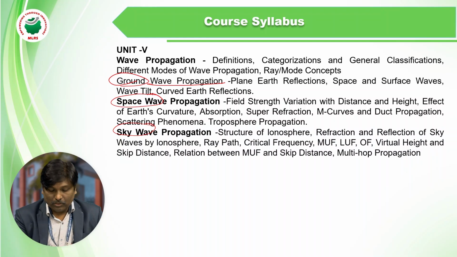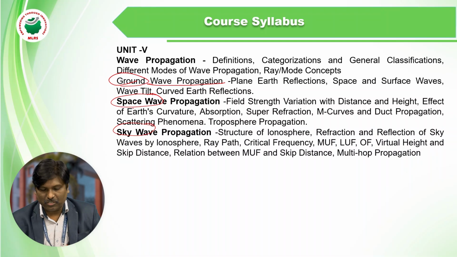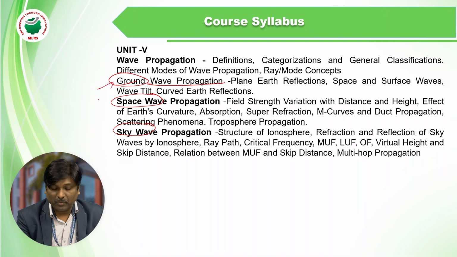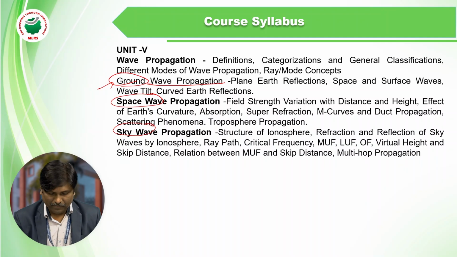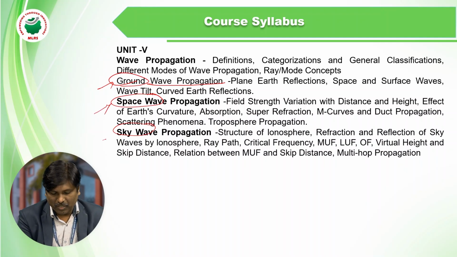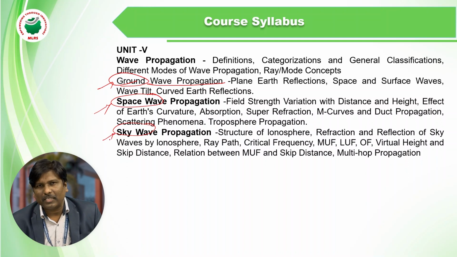So we have three different types of propagation. Suppose the propagation is very near to the earth's surface or in the atmosphere region, that is called ground wave propagation. Here we can use very low frequencies or medium wave frequencies, so it is termed medium wave propagation. Coming to space and sky waves, they operate in the ionosphere and tropospheric regions. Further, they are named based on their regions of transmission.